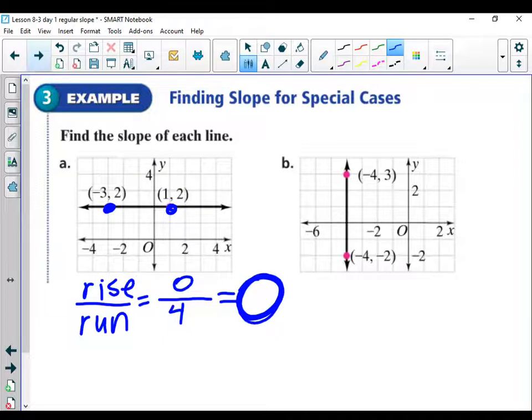Remember what slope meant? Angle or ratio. A ratio that describes the tilt of the line. How much is this tilted? 0. So most of the time you're going to give a fraction answer. Here's one of the times that you're not going to get a fraction answer.